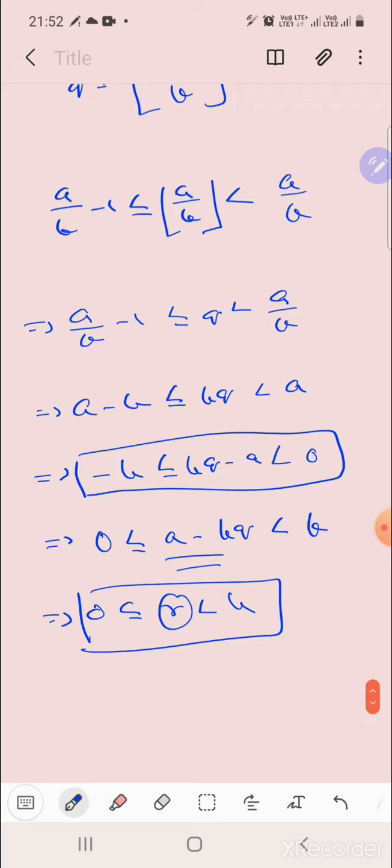Basically we are keeping this lecture up till this much. In the next lecture we will be talking about the GCD. Clear? So meet you guys in the next lecture.